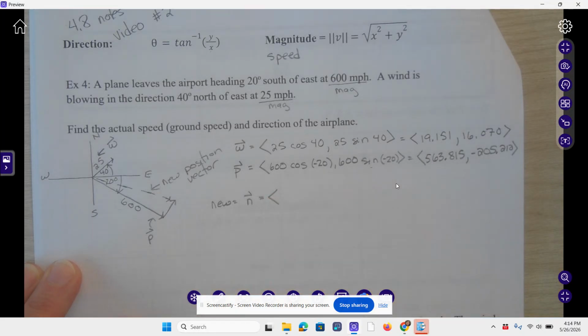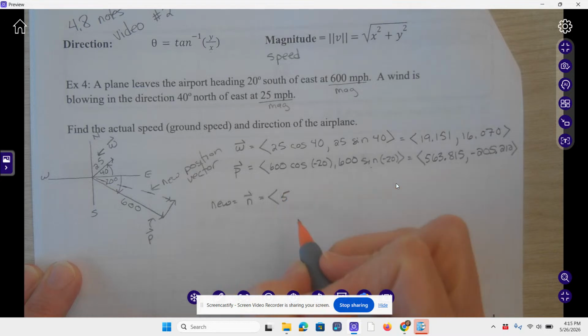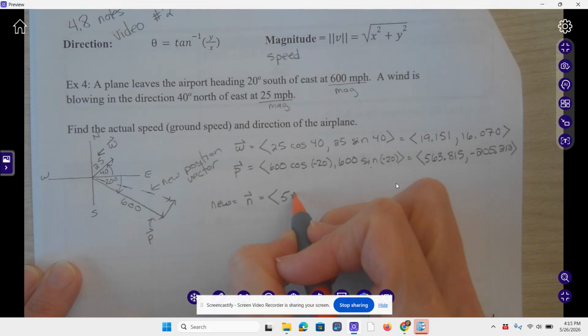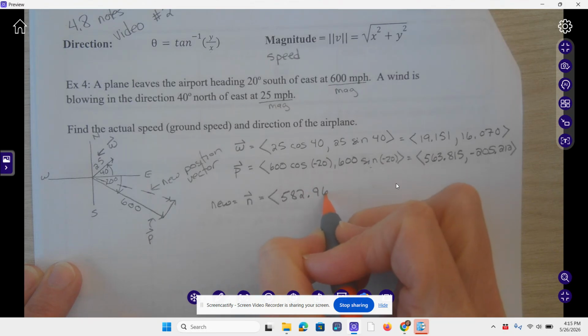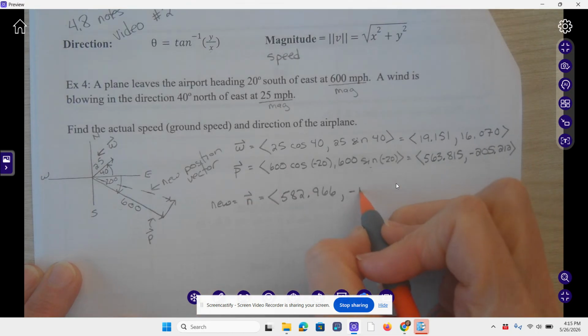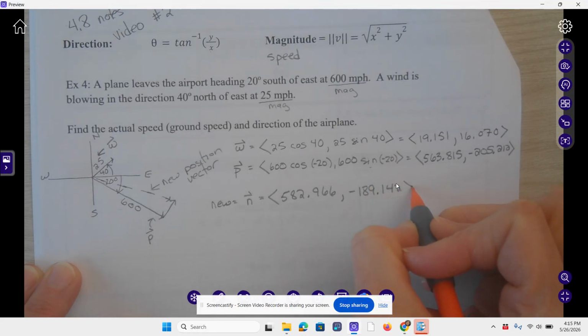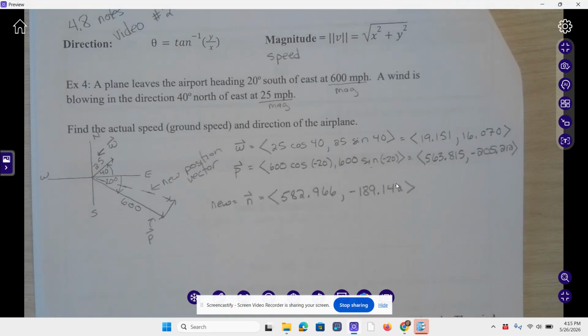So all I'm doing in this step is adding 19.151 plus 563.815, adding the x component and adding the y component. When you do that, you get 582.966 for the x component of the new position vector and negative 189.142. Okay, so that is our new vector. We've defined this vector right here.